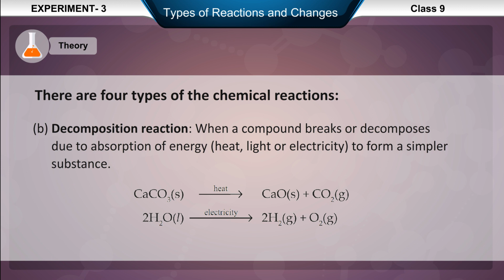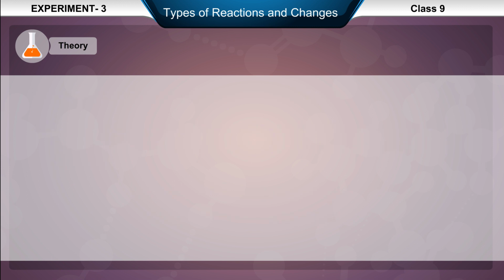When a compound breaks or decomposes due to absorption of energy, heat, light or electricity to form simpler substances. CaCO3 (solid) in presence of heat results in CaO (solid) plus CO2 (gaseous). 2H2O (liquid) in presence of electricity results in 2H2 (gaseous) plus O2 (gaseous).